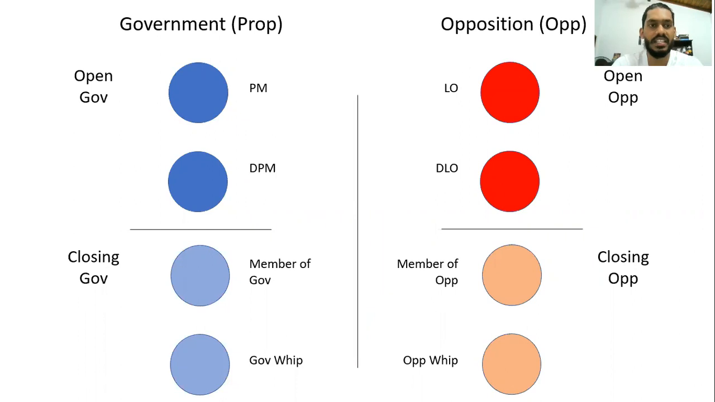Okay, so basically this is the format. Government, also known as proposition, has two parts: opening government and closing government.